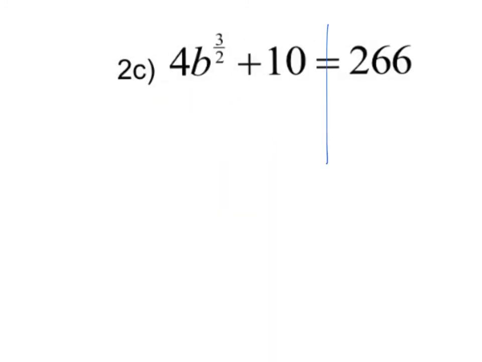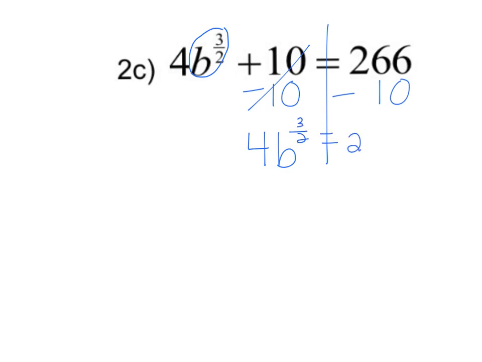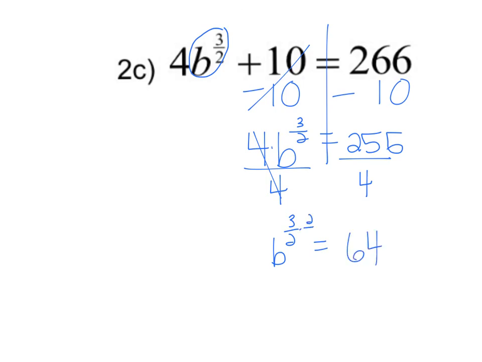Last example here, in this case, the power is only on the b. So we don't need to take the power off anything else except for the b, so we'll just get rid of the 10 first, because it's the furthest away, and that'll equal 256. Next, before we can get rid of the power on the b, we need to get rid of the 4 that's multiplied by it, so we will divide both sides by 4. And 256 divided by 4 is 64. Now we can get rid of the 3/2 power by multiplying it by 2/3, which means we'll raise the 64 to 2/3, and we'll type it in and get 16.